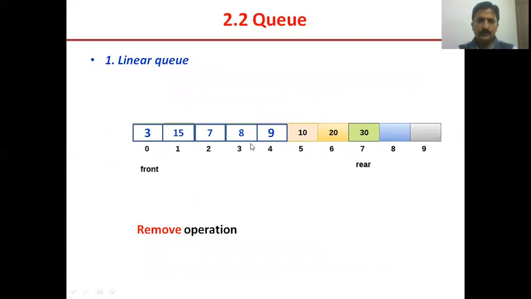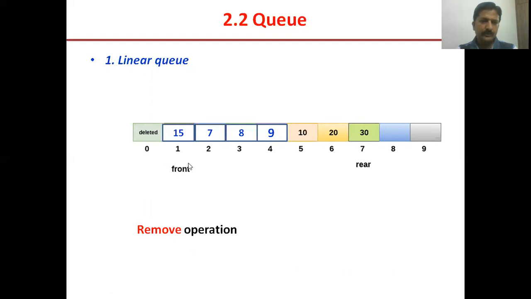A linear queue with the array representation will look like this. Right now we have a 10-element array here, but we have only 8 elements stored, though in total it can store 10 elements. Front is pointing to the element 3, which is stored at the 0th index, and rear is pointing to the index 7, where the 30 is stored. Now how does the remove operation happen here? The remove operation is done at the front end. That means 3 will be removed first here.